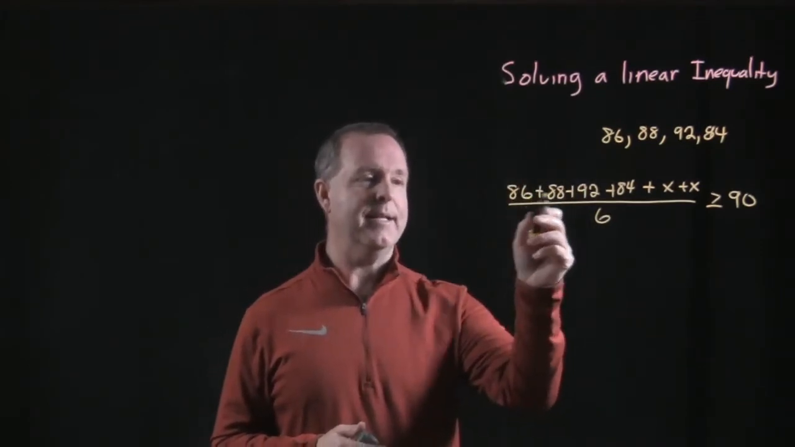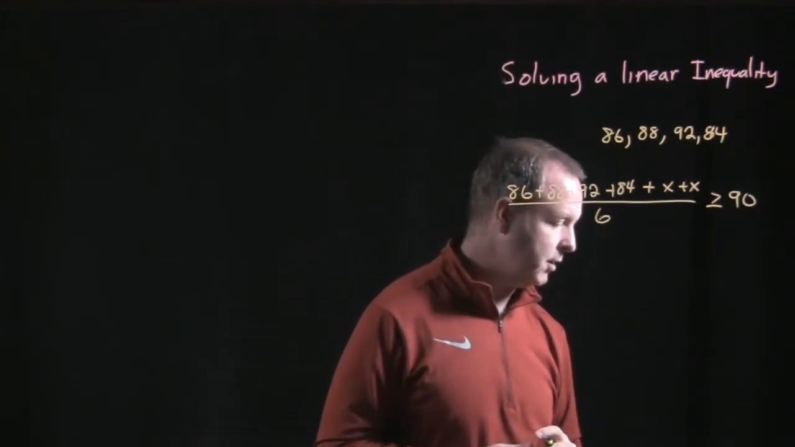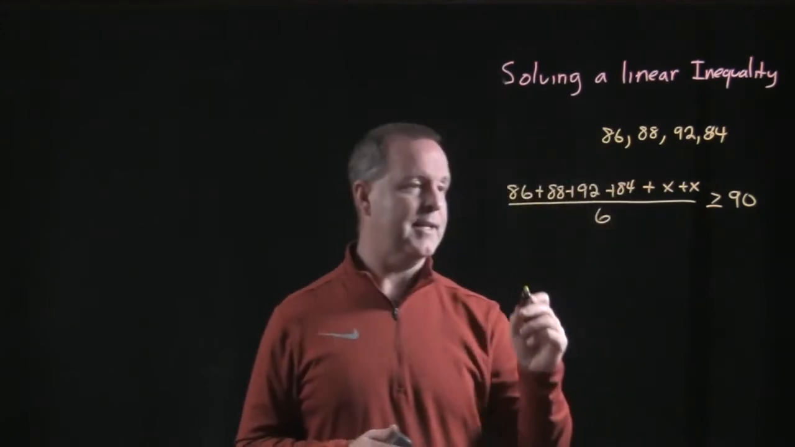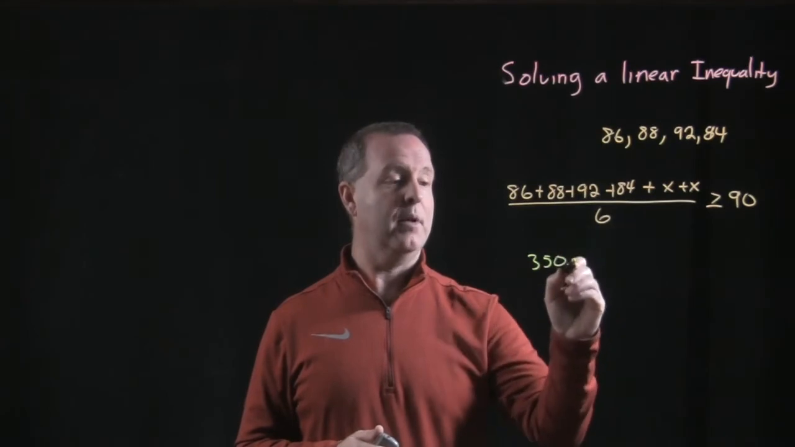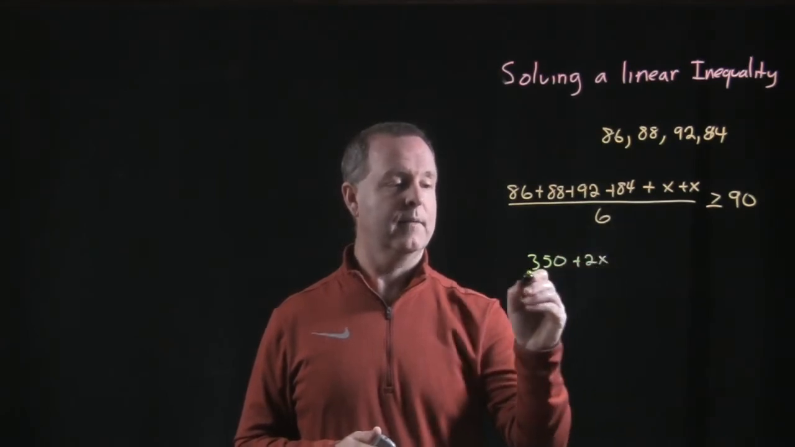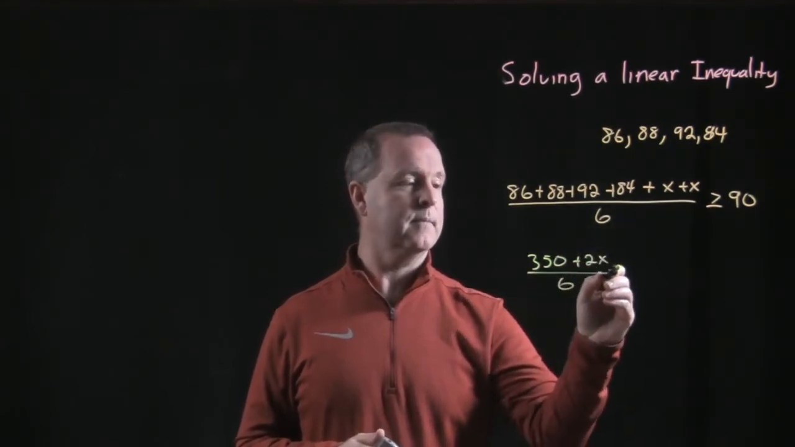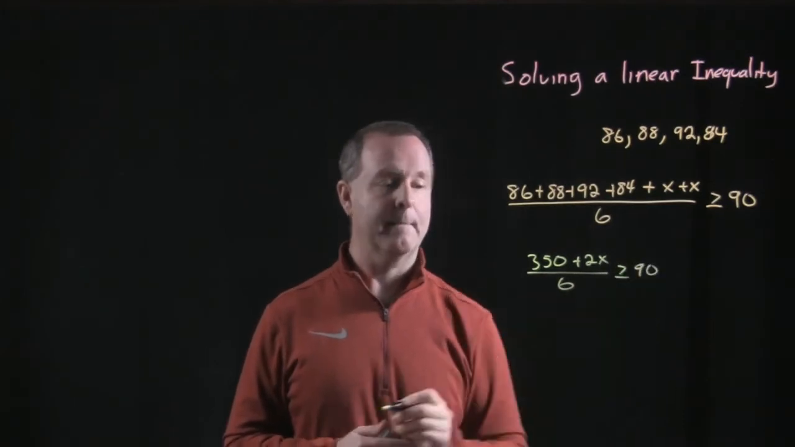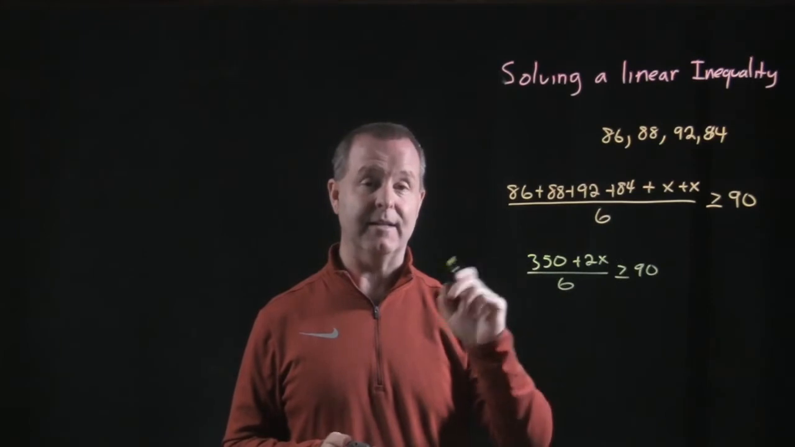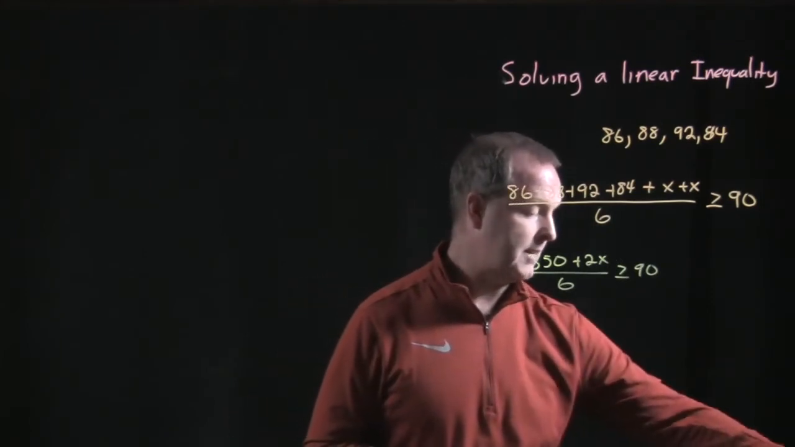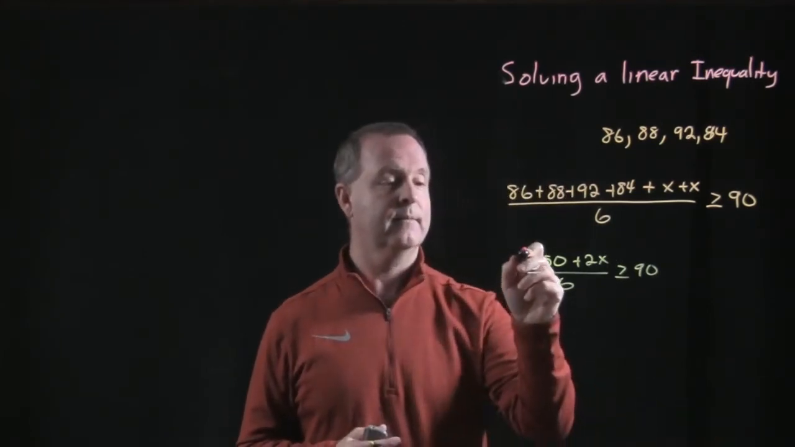So let's add up 86 plus 88 plus 92 plus 84. That gives me 350 plus 2x divided by 6 is greater than or equal to 90. Multiply both sides by 6 to eliminate the fraction. That's something we always like doing first if we can.